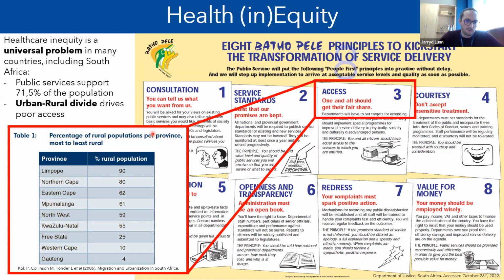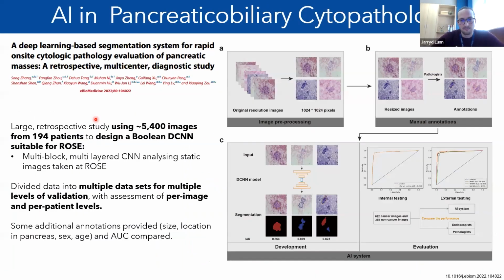And when we look at the urban-rural divide in South Africa, we can see that our most developed province, Gauteng, only has around 4% rural population. But provinces like Limpopo and the Northern Cape have upwards of 80–90% rural population, which is driving health inequity in our country. And so that's when this next study becomes very interesting.